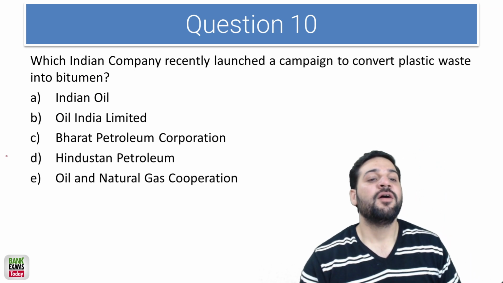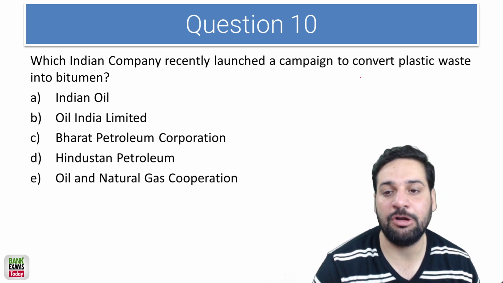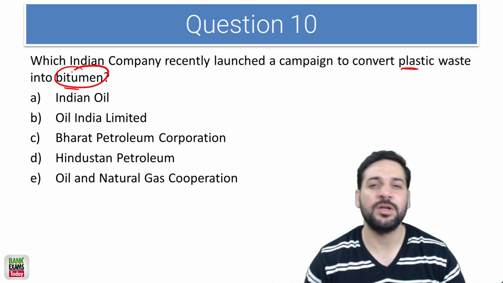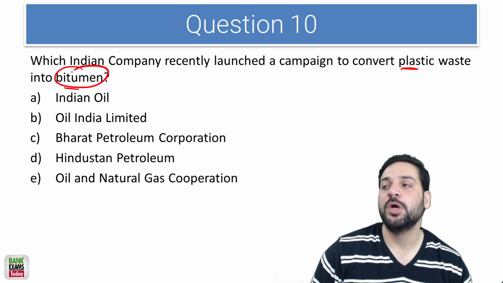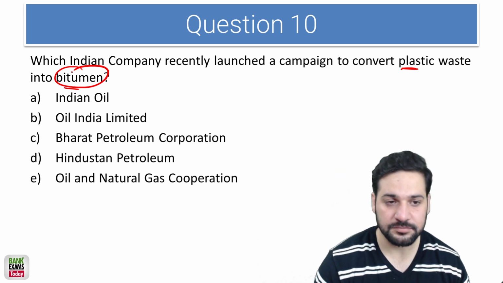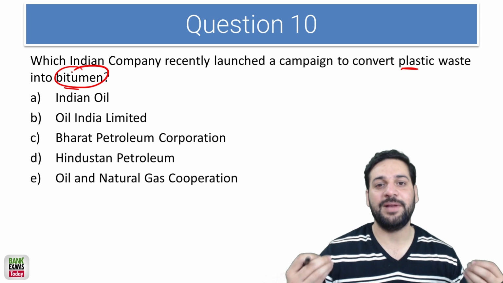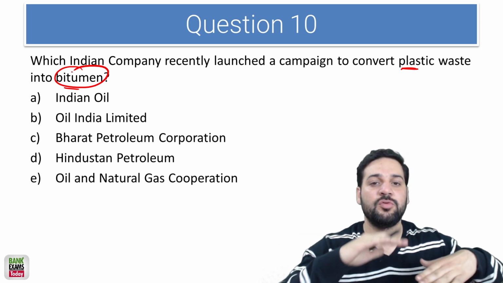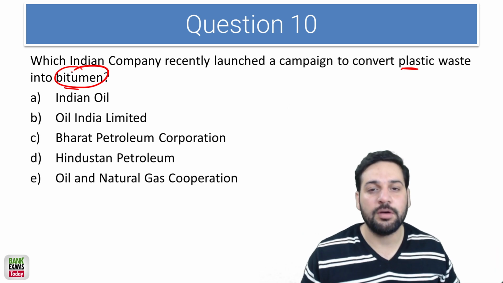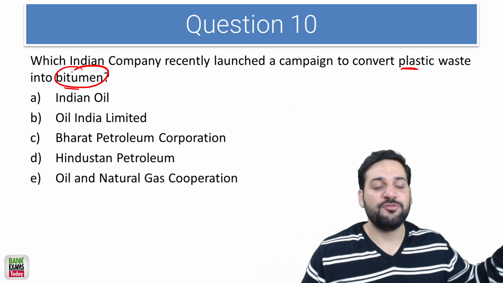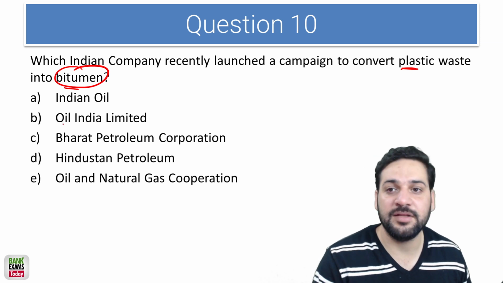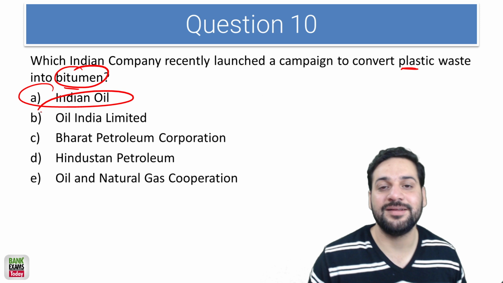Anyway, which Indian company recently launched a campaign to convert plastic waste into bitumen? So what is bitumen? You might have seen the roads. On the road, there is a black material that we put on the roads to build the road. That black liquid material, we call it by a Punjabi name. So that is bitumen. So that is Indian Oil. The correct answer is A, Indian Oil.